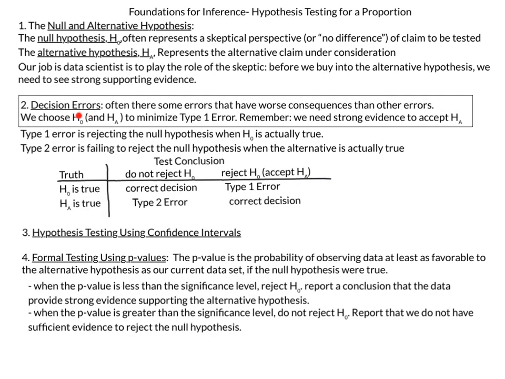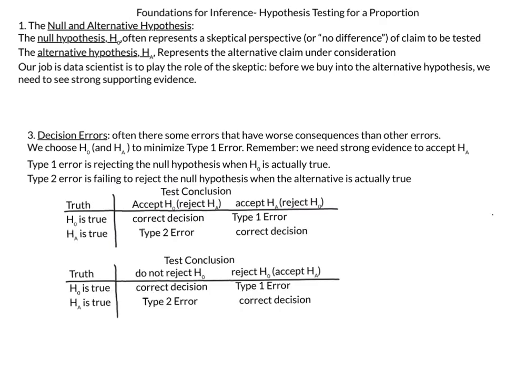So here we're going to look at decision errors, and often there are some errors that have worse consequences than others. So we want to choose H0 and HA to minimize what we call type 1 errors. Type 1 error is when H0 is true, but we jump to HA. And remember, we want strong evidence now to support HA. So let's take a closer look at that.